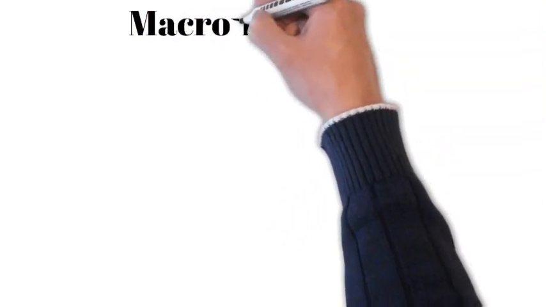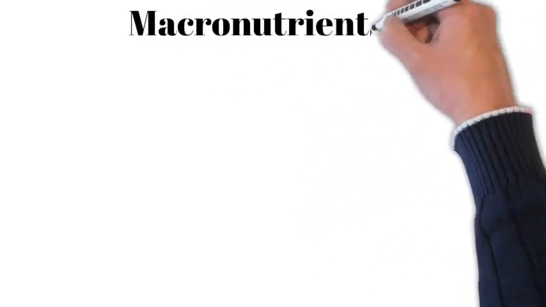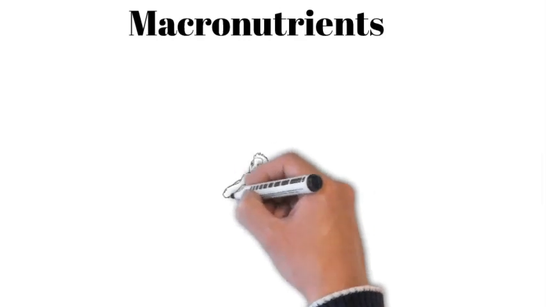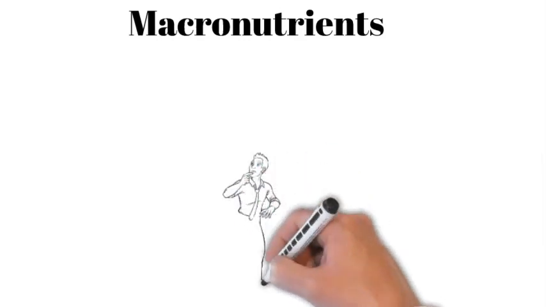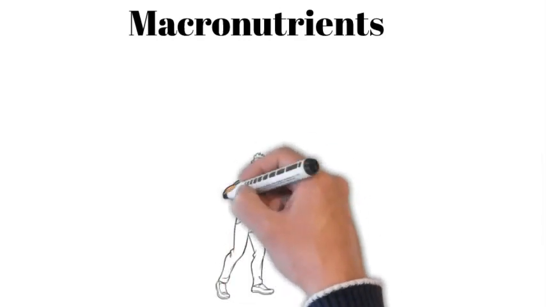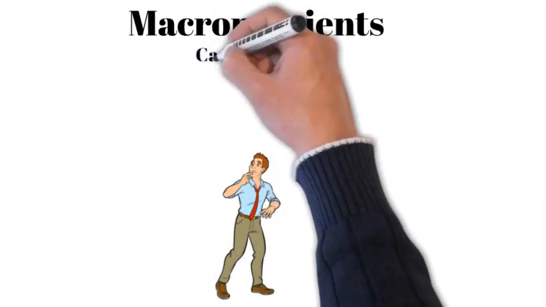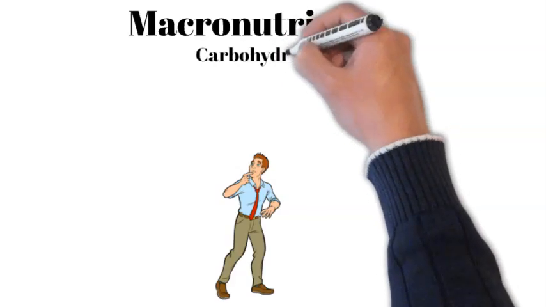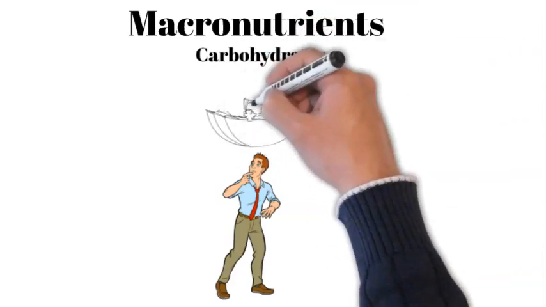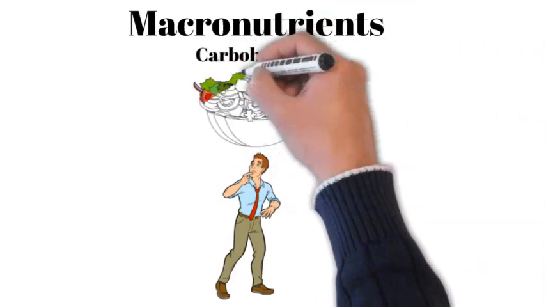Macronutrients. Macronutrients are nutrients required by the body in large amounts for energy, growth, and repair. They include carbohydrates, proteins, and fats. Carbohydrates are the body's primary source of energy and are found in foods such as fruits, vegetables, grains, and sugars.